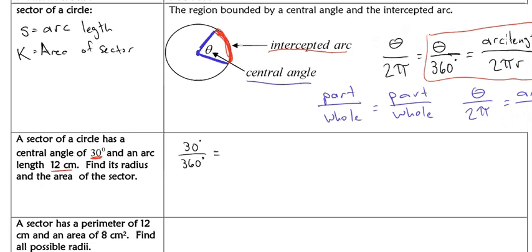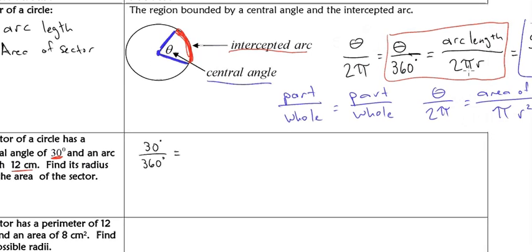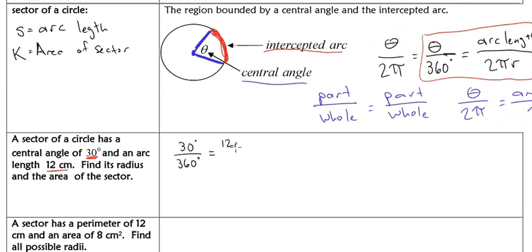So that part of our proportional thinking is going to be the arc length divided by the circumference. So it's, again, part divided by whole. 30 degrees is the part, 360 is the whole of the circle. Arc length is just the portion, the part, and then the full circumference is that entire length, that whole. So we have 12 centimeters divided by 2 pi r.